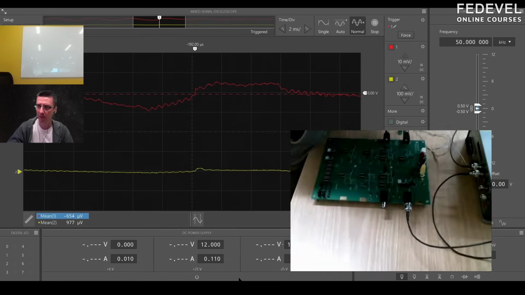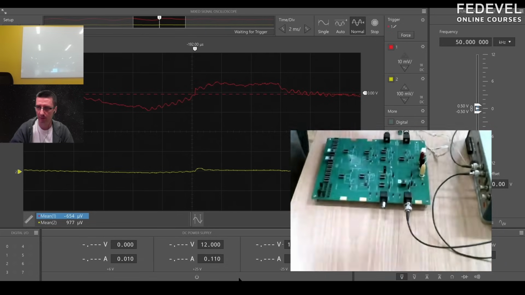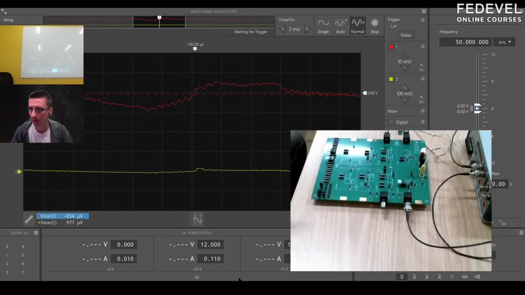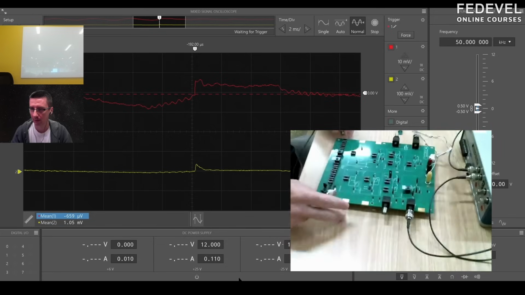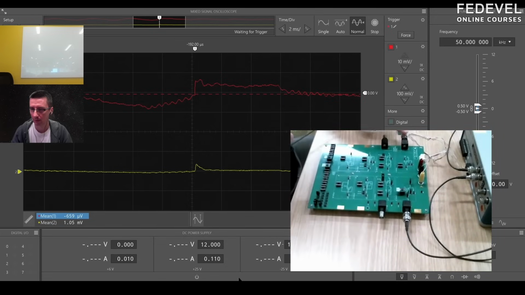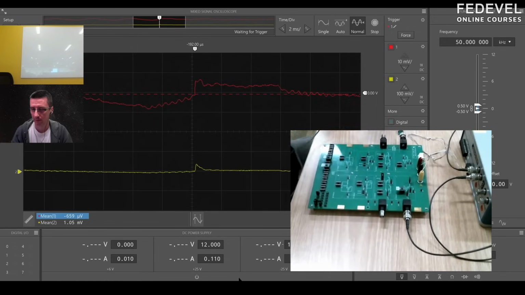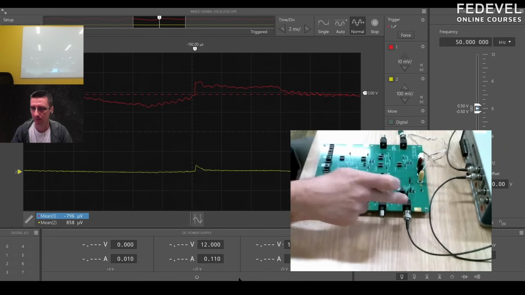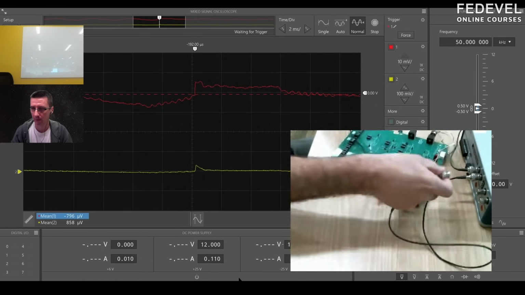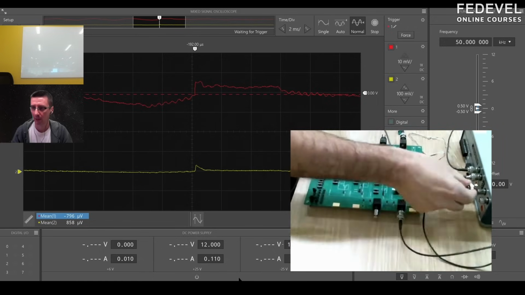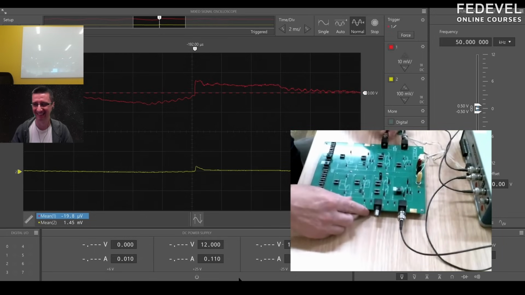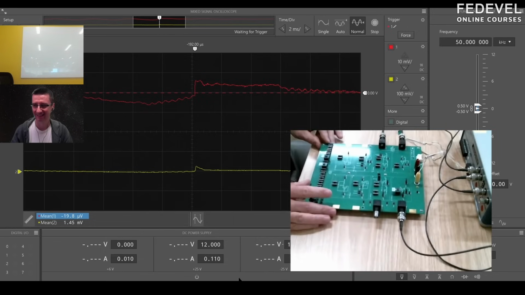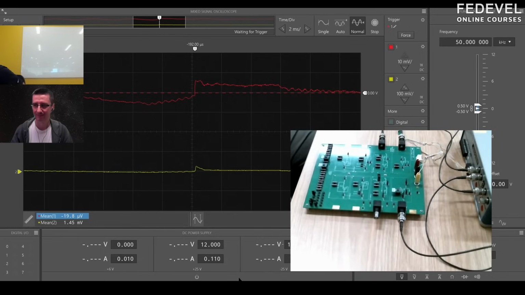So you connected two oscilloscopes? Yeah, I have a 2-channel oscilloscope, and I have one channel connected to the input and the other channel connected to the output. And then I'm going to connect the function generator to the input, and now it should be ready to go.